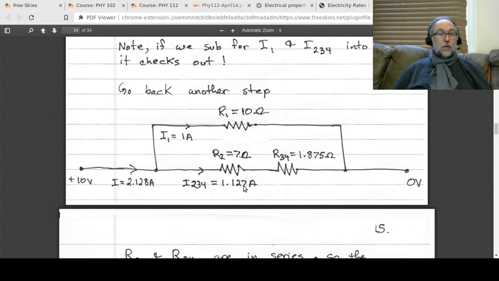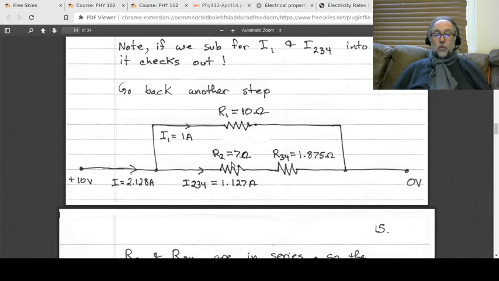Okay. Now, over here, we actually know everything about R1. We know its resistance, 10 ohms. We know that the current through it is 1 amp. And we know that the voltage drop across it is 10 volts. So there's nothing more to do with R1. It's R2 and R34 that we have yet to further analyze.